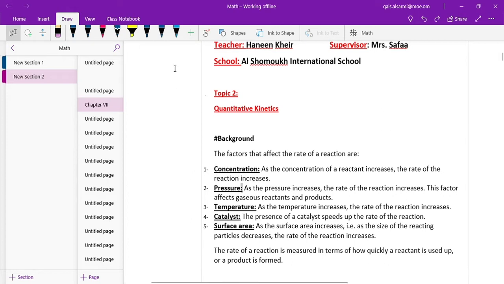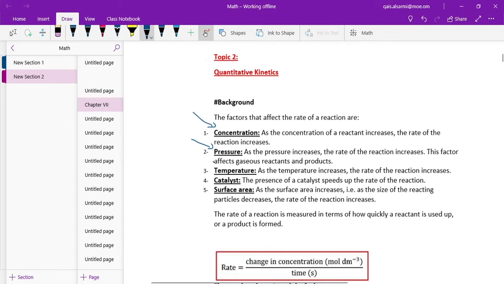Concentration. As the concentration increases, the rate of the reaction increases because the frequency of the collisions between the particles increases. The second factor is the pressure. As the pressure increases, the volume decreases. This brings the particles into closer proximity, increasing the frequency of collisions and therefore the frequency of successful collisions.